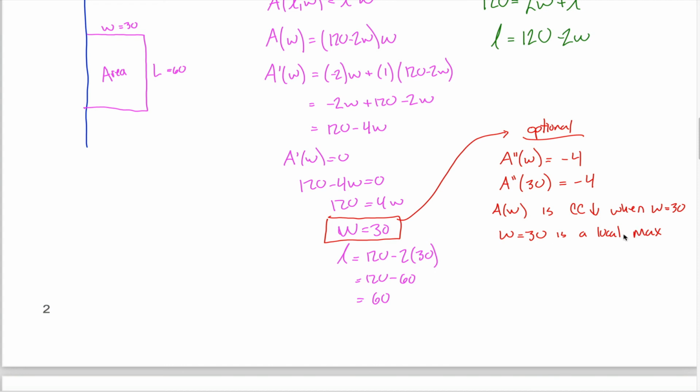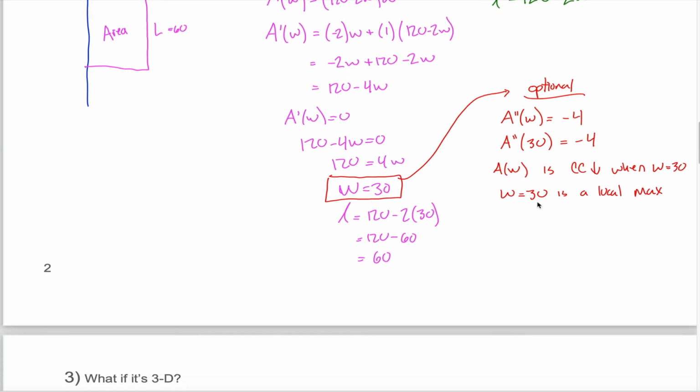I really should do all this, but you'll note that I wrote optional up here because for your purposes, if you skip this, it's totally fine. But I would like you to understand what's going on kind of behind the scenes.